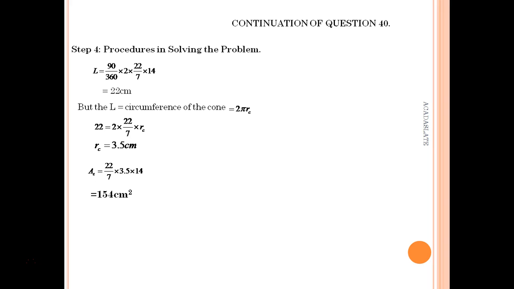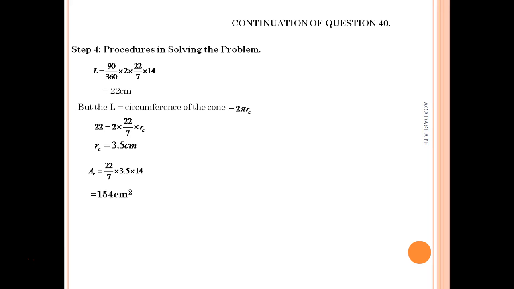But we need to equate it with the circumference of the cone. And you know the base of the cone is circular. We can see the shape of a circle. The circumference of a circle is given by 2 pi r, r_c, where r is the radius of the circle. So we are going to find out this r_c there.